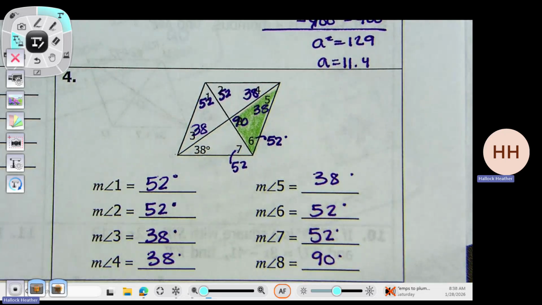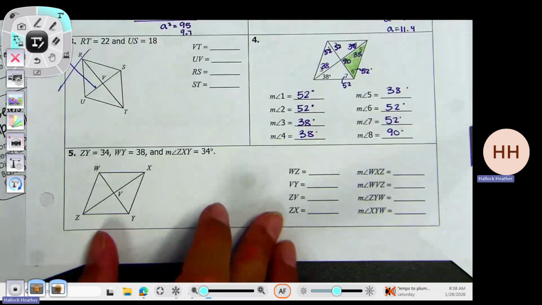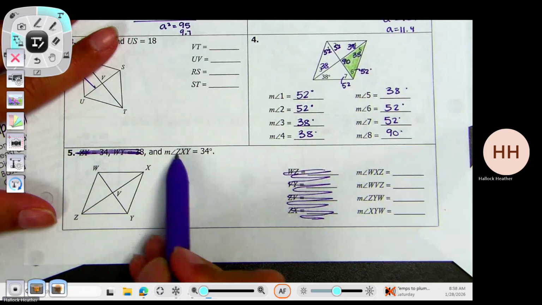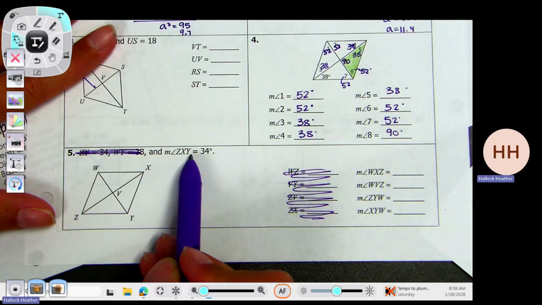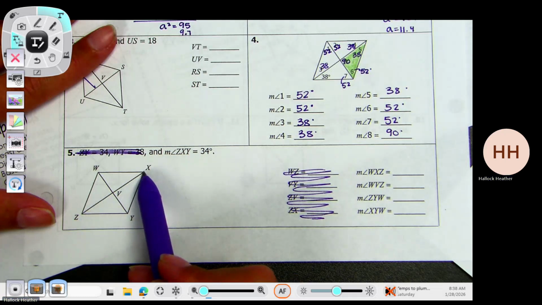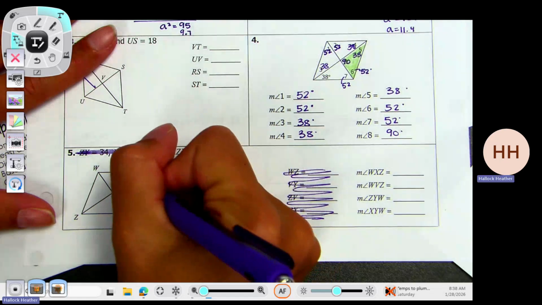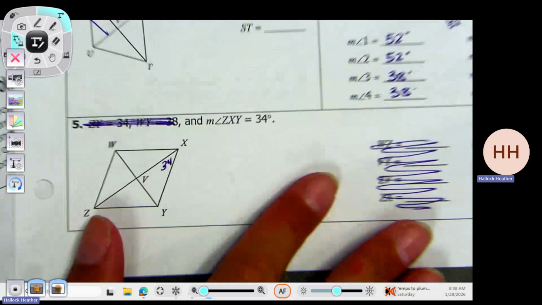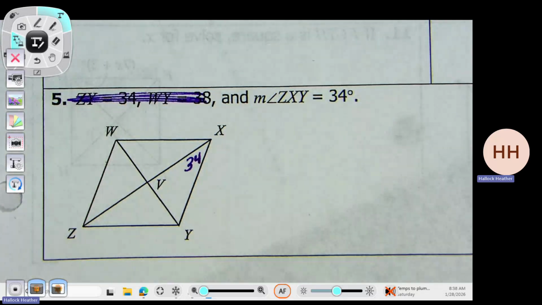Okay, so for number 5, we are not going to do the sides. We're only going to do the angles. So they give you one piece of information. So we're going to cross out the sides because I think sides and angles are kind of crazy. So it says ZXY is 34. Z to X to Y. So this little piece is 34. So take a second, move your 34 all around your picture.